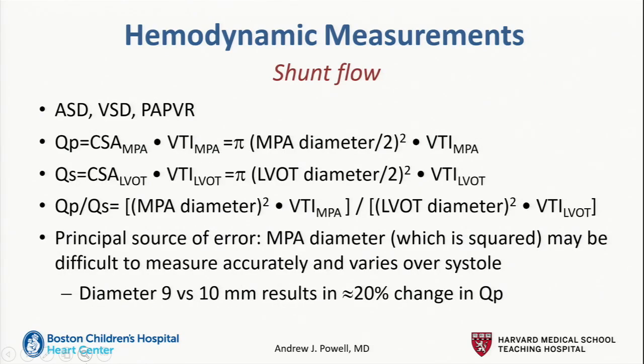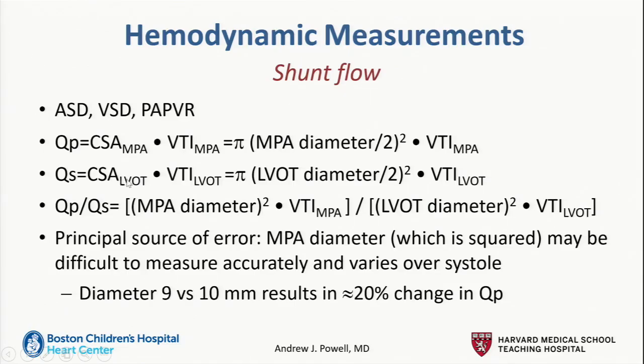The other thing that can be done with these cross-sectional area and VTI measurements is it can allow us to calculate shunt flow. And this has been used in patients with various types of shunts such as ASDs, VSDs, partial anomalous pulmonary venous return. So what it lets us do is calculate QP and QS. So QP, we're going to calculate flow in the main pulmonary artery. How are we going to do that? We'll again do the cross-sectional area times the velocity time interval, and we'll do these in the main pulmonary artery. And for QS, we'll measure flow out the left ventricular outflow tract. Usually it's a little easier to do in the LVOT area than at the valve level itself.